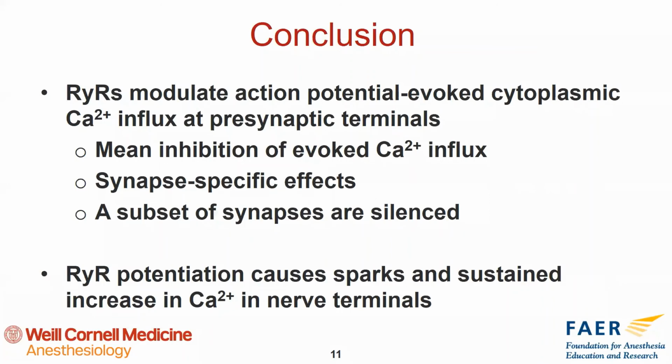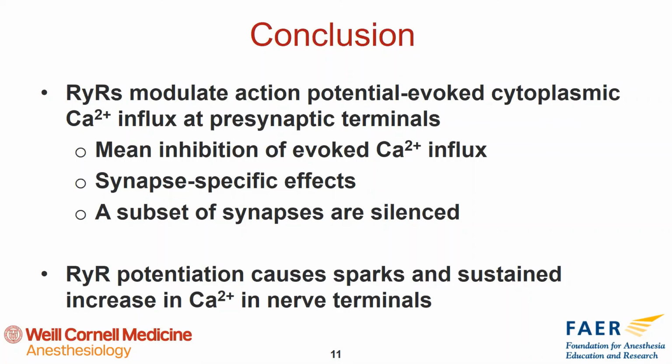These studies demonstrate that ryanodine receptor potentiation causes, on average, a decrease in cytoplasmic calcium influx in response to neuronal depolarization, but there is significant synaptic variability even within single neurons. A subset of boutons can have evoked calcium influx abolished by ryanodine receptor potentiation. We also observed calcium sparks that are heterogeneously distributed across boutons of a neuron in both space and time.